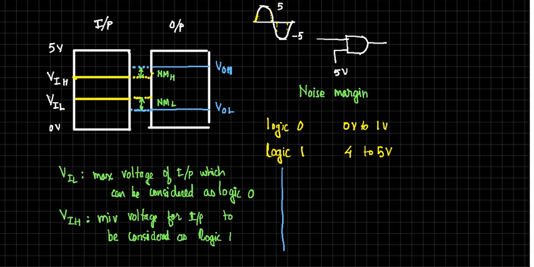This is one of the specifications you would find in any data sheet. So noise margin may be considered as NMH plus NML, and usually they take it as the average of both of them. This is one of the specifications of the IC.